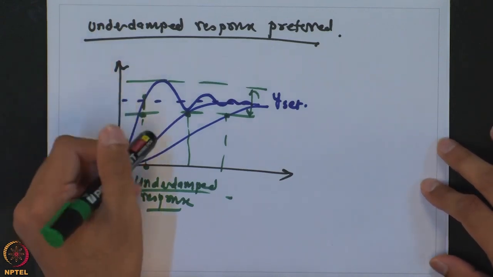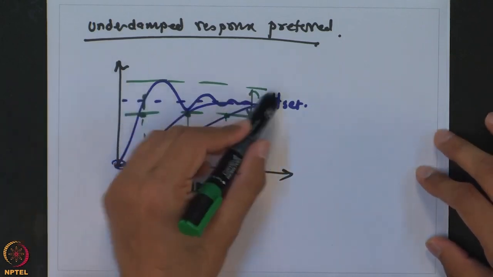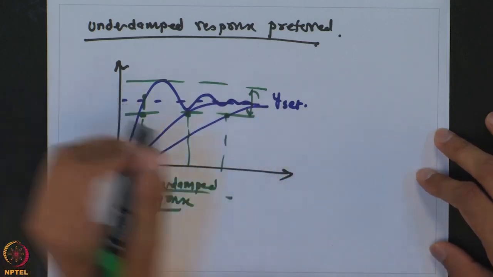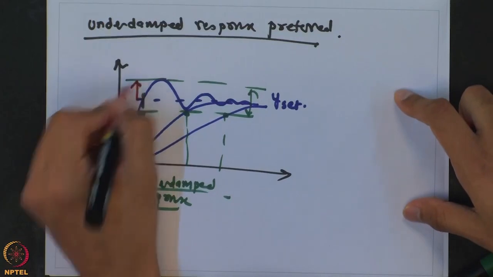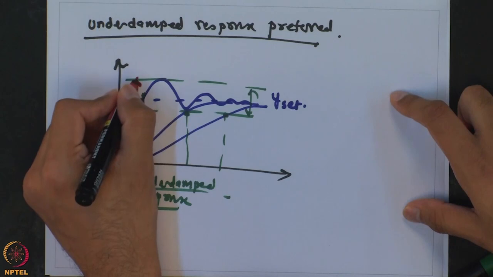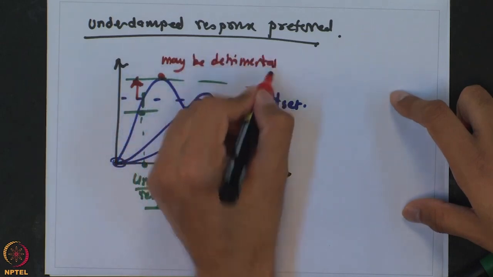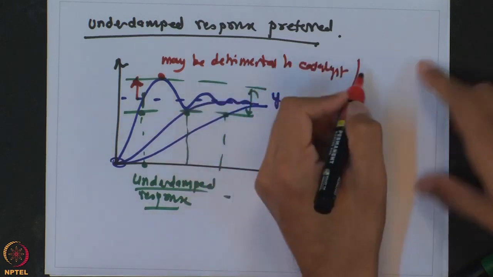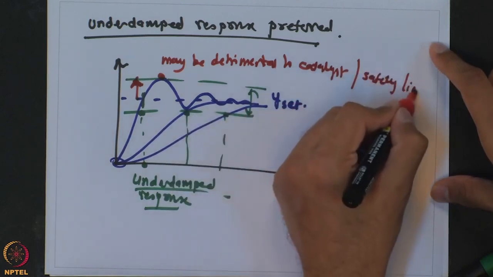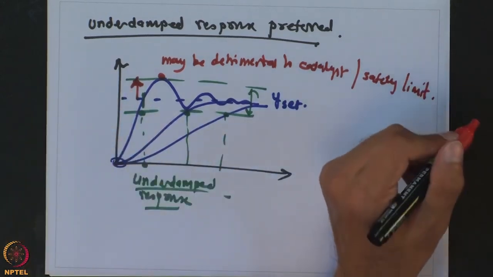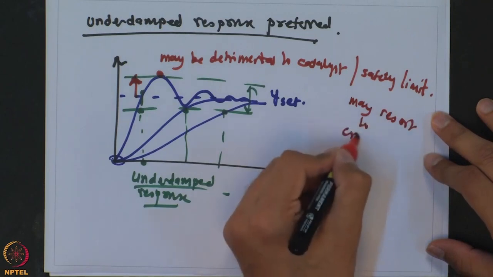The only cases where we would not want to go with an underdamped response is when the set point is also close to the stability or the safety limit. If, for example, a reactor temperature is getting controlled, and this final set point is also close to where the catalyst activity is maximum, and the catalyst may get degraded if we increase the temperature beyond that value, then going above it may be detrimental to the catalyst, or it may cause some explosion or exceed the safety limit. In that case, such oscillations or the overshoot may not be desired, and in such cases, you may resort to a critically damped response.